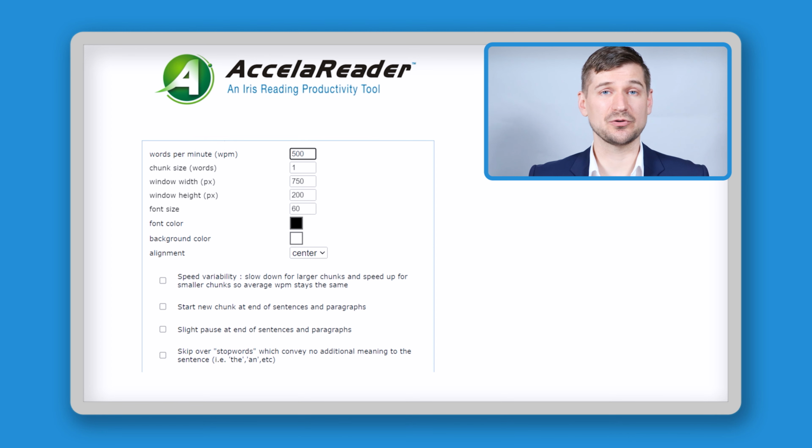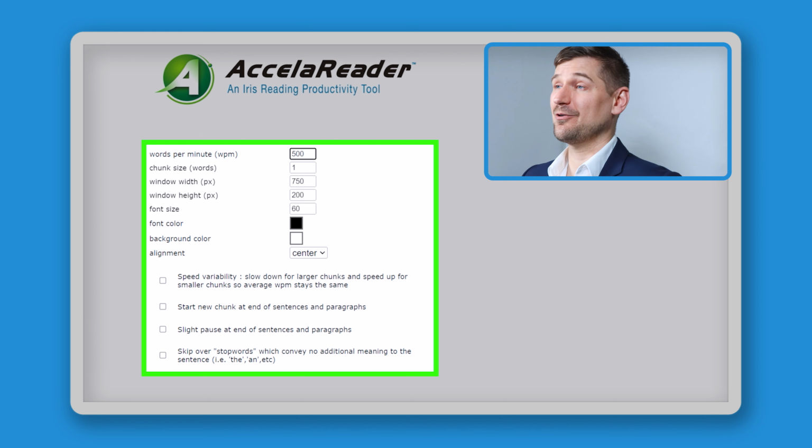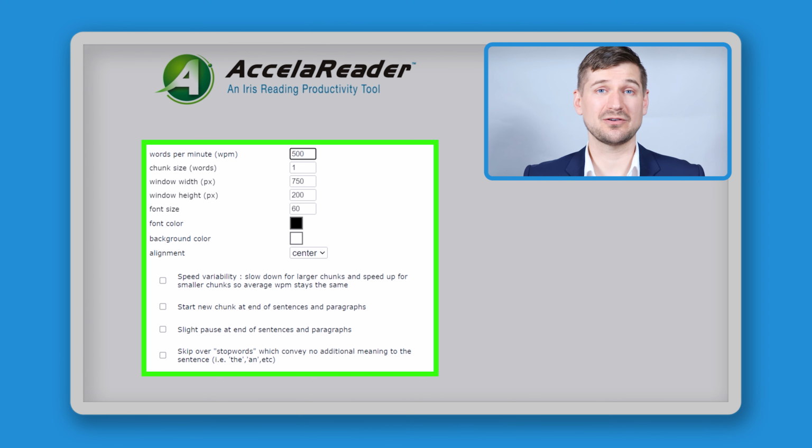But if it seemed a little too fast for you, I encourage you to go into the settings screen and test out each of the settings so that you can suit it to your needs and preferences. For example, you can change the size of the text, how quickly the text scrolls by, and even how many words appear at a time. There are also additional settings at the bottom which can be used to slow down the pacing for larger chunks and speed up for smaller chunks to maintain an average speed. You can also add a slight pause at the ends of sentences and paragraphs.